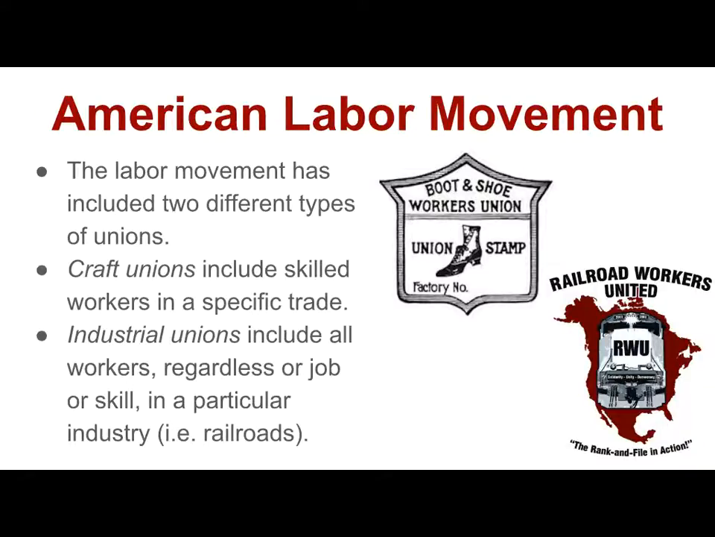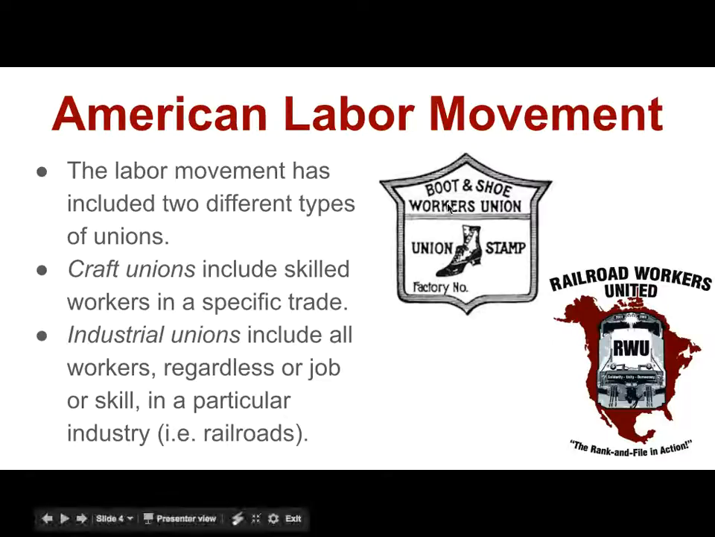The American labor movement really got going because of the actions of some of these early unions. And over time, the movement had divided into 2 different types of unions. The first ones to come around were craft unions. Craft unions included skilled workers. These were not your unskilled laborers. These are skilled workers who were very good at doing a specific thing. And they created what are called trade unions.